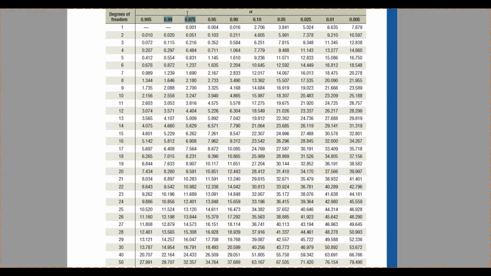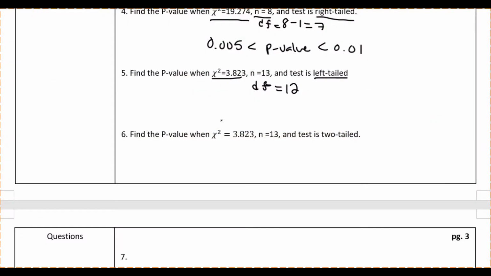However, since we're doing a left-tailed test, we need to subtract these numbers from 1. So I'm going to write these two values down on the notes, and then we're going to subtract them from 1. So we have 0.99 and 0.975. We're going to subtract those from 1. So I'm going to do 1 minus this and 1 minus that. And so now we get 0.025 for this one. So this is now 0.025, and this is 0.01.